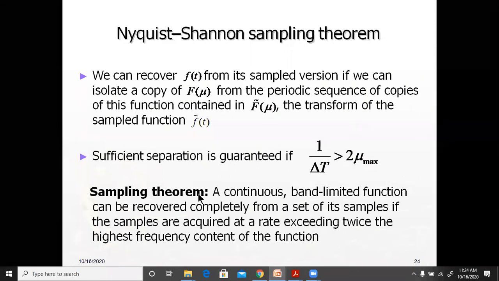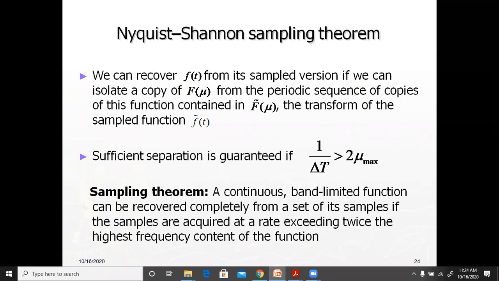So from this, we get the sampling theorem. A continuous band limited function can be recovered completely from a set of its samples if the samples are acquired at a rate exceeding twice the highest frequency content of the function. So this is twice the highest frequency component, and if this is greater than twice the frequency over here, then we can get back the function.